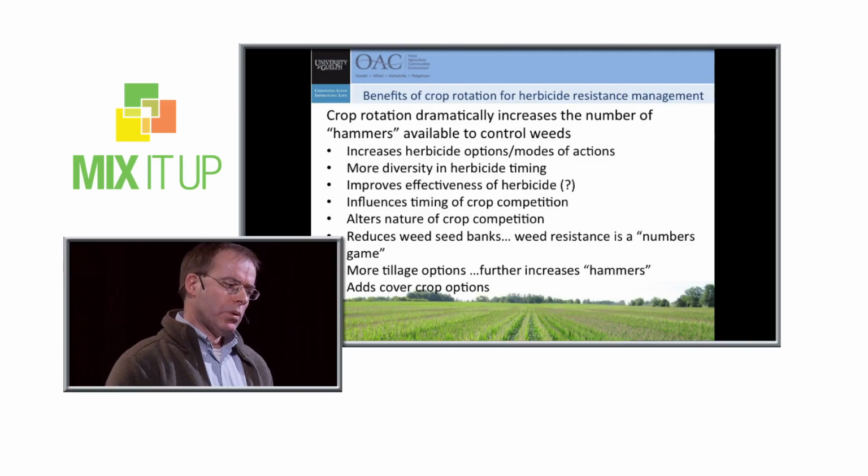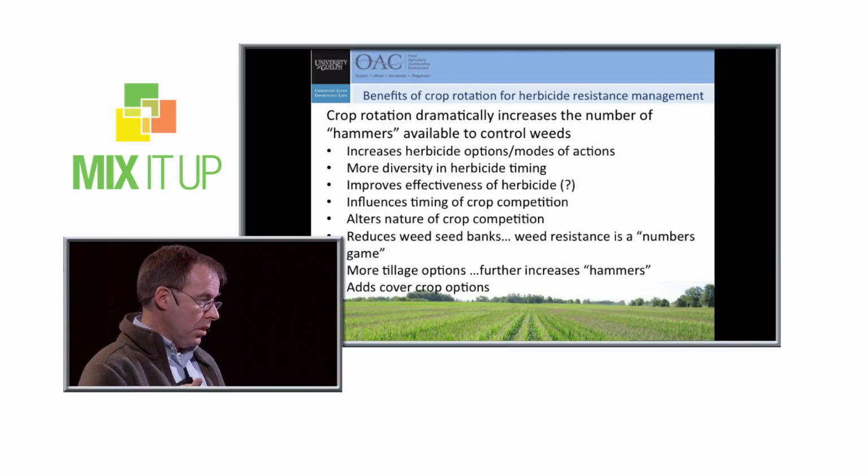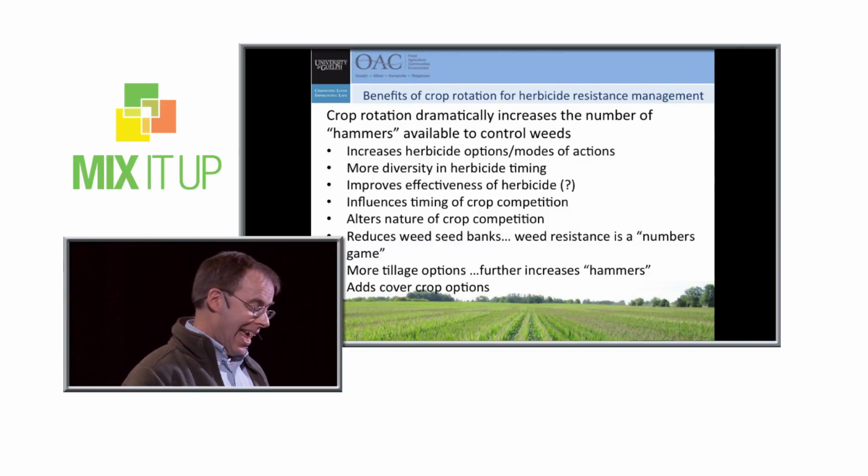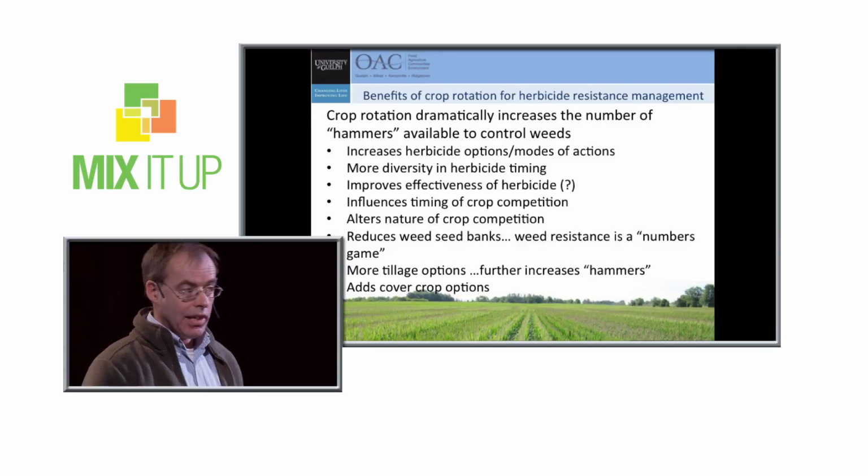It improves effectiveness of our herbicides. I'm going to tell you in a little bit that when you add rotation diversity, you increase yield potential. Increasing yield potential should theoretically provide extra competition against weeds. I was always taught in courses that I took in the past that your best weed control option is still a good, vigorous crop. Increasing yield potential by rotation diversity should benefit us.